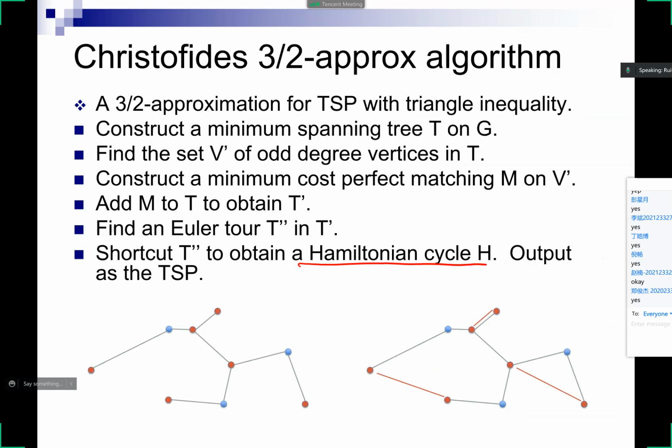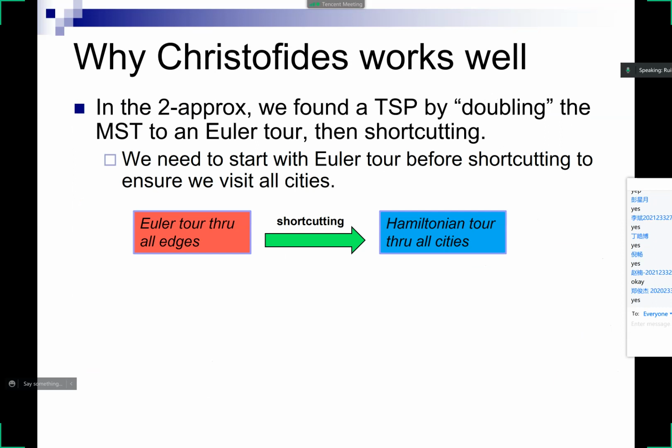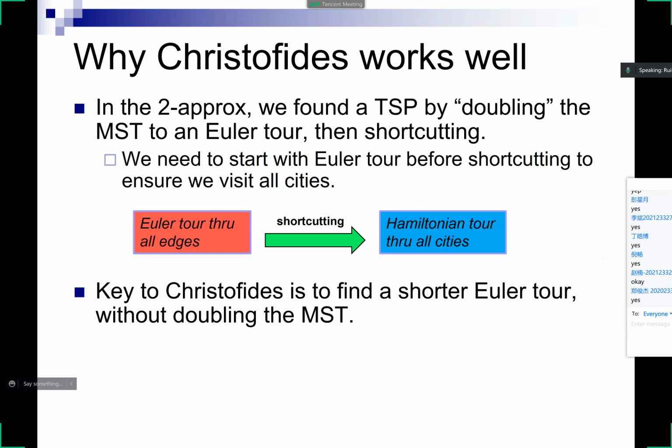That's ultimately where the 2 approximation comes from, because the doubled graph has 2 times the cost of the MST. The reason that Christofides works better is because it doesn't just double your MST. Instead, it adds this matching to the MST. And then in this new graph, which is the MST plus the matching, it finds an Euler tour in that graph.